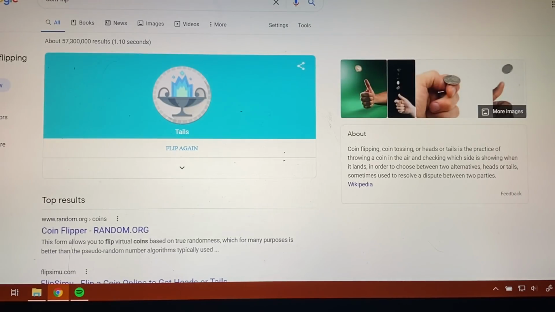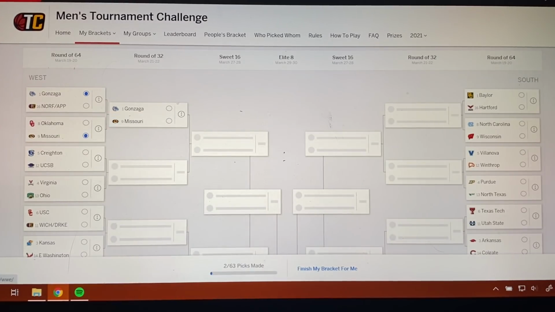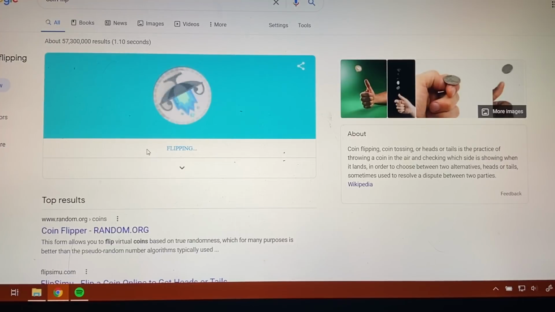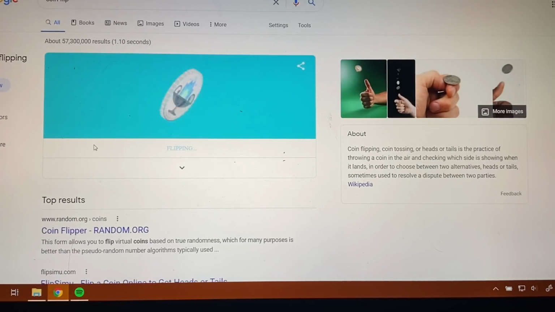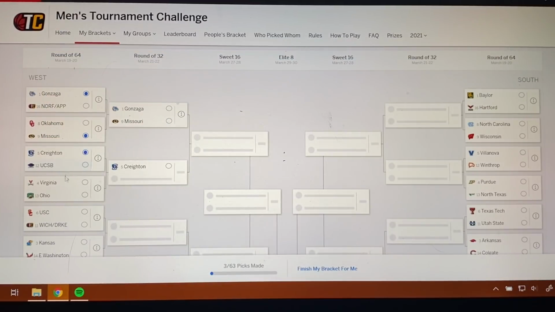So we have tails here. That means we have Missouri upsetting Oklahoma. Let's click it again. So far we have the same predictions as I have in my actual predictions, but we come to an end here because I had UC Santa Barbara winning, but the coin flip has Creighton winning in a 5 versus 12, so no upset there. Will we have an upset here? We will have 13 seed Ohio upsetting Virginia.